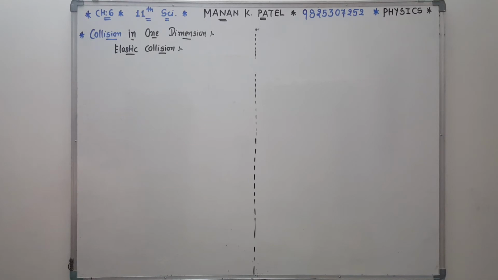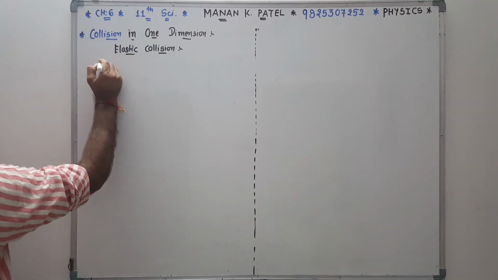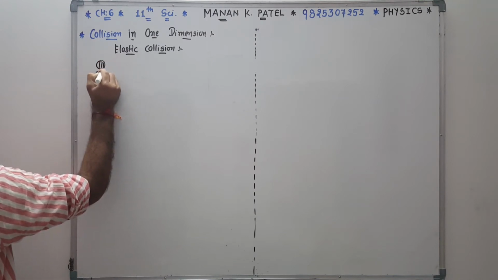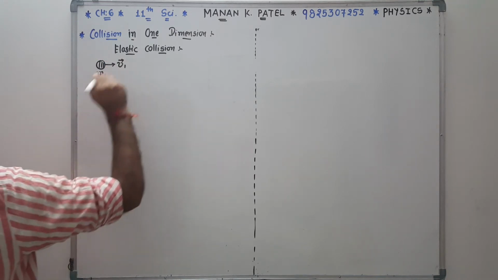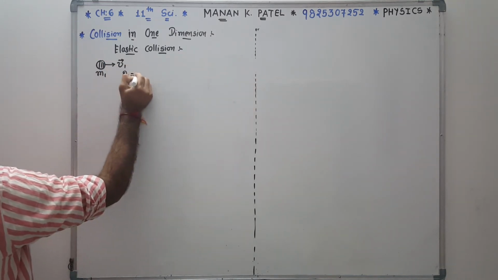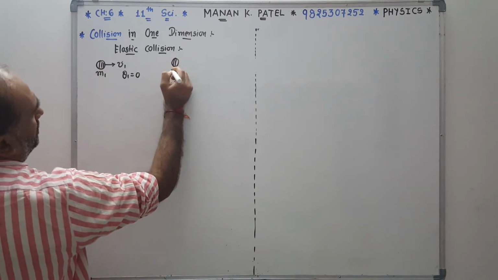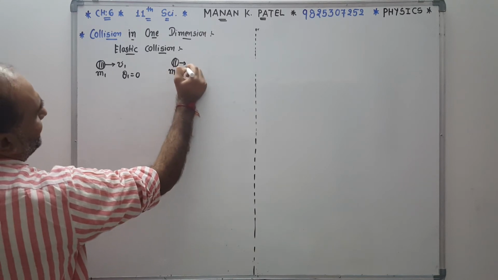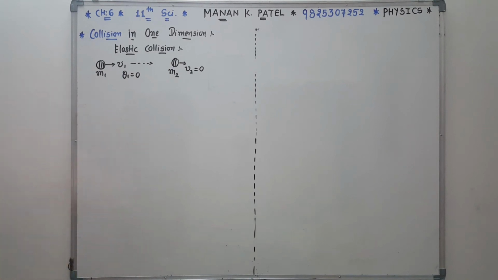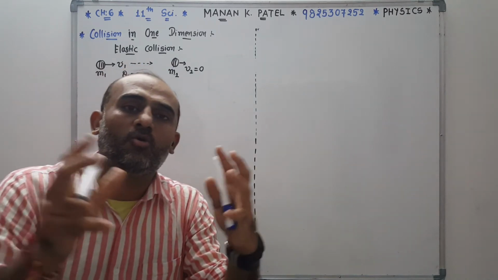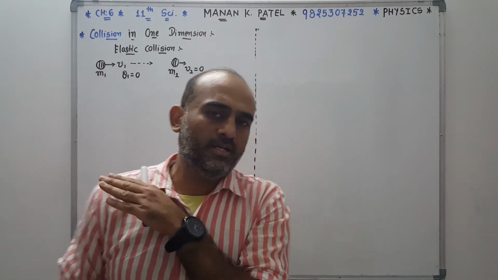Okay, now collision in one dimension but elastic collision. Suppose initially there is an object m1 with velocity v1, in a straight direction, so theta 1 is equal to 0. We only write the magnitude form. The other object m2 has velocity 0. The first one collides with the second. But which type of collision? Elastic collision, that is, initial kinetic energy and final kinetic energy are the same.